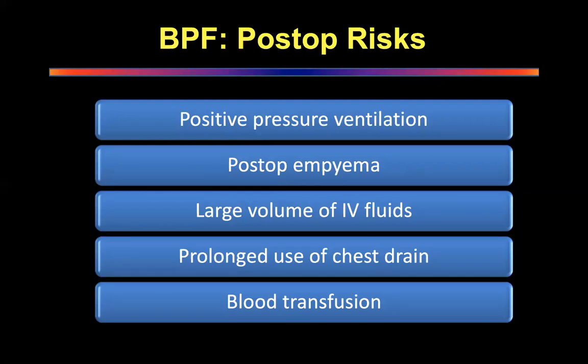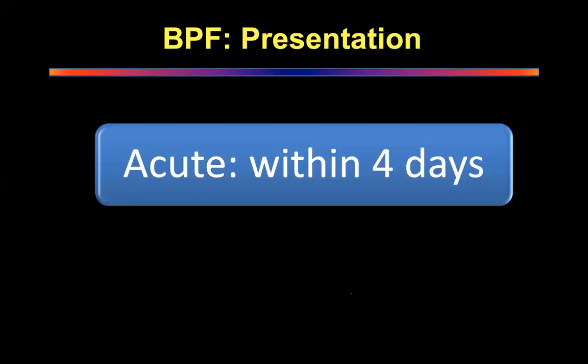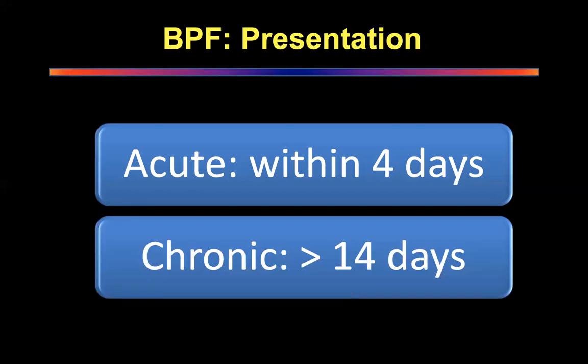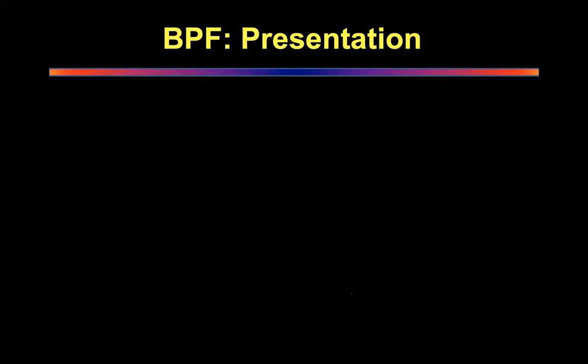For us, the cutoff is 7. Only if the HB is less than 7, then we will think of blood transfusion. Otherwise, we do not transfuse blood in our patients. Acute, as I said, will be within 4 days. Chronic is the later ones, which come 2 weeks down the road when you're looking at that.